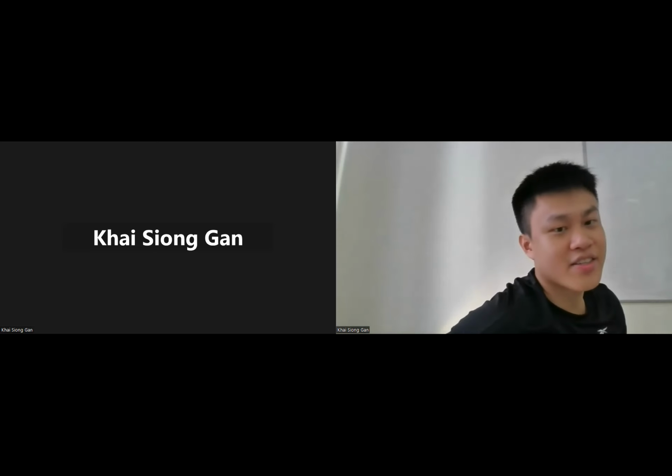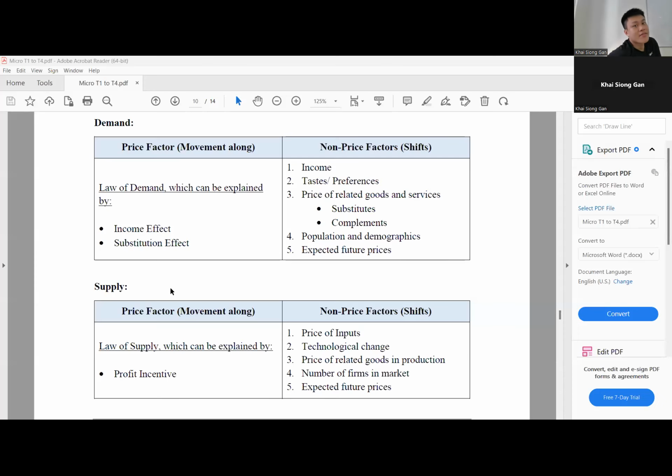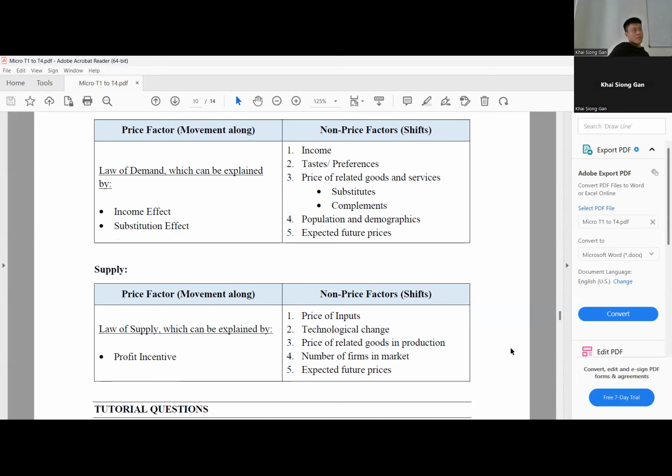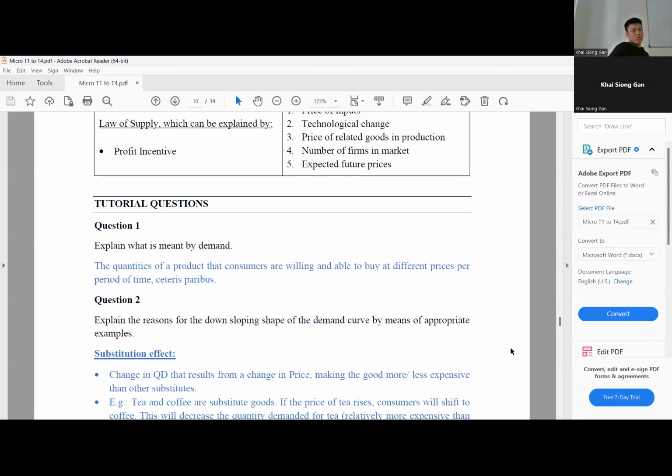Relationship. Ceteris paribus. Okay, so there's a summary of what we have covered just now. In case anyone is taking photos, let's just wait for a while. Okay, let's have a look into question 1.